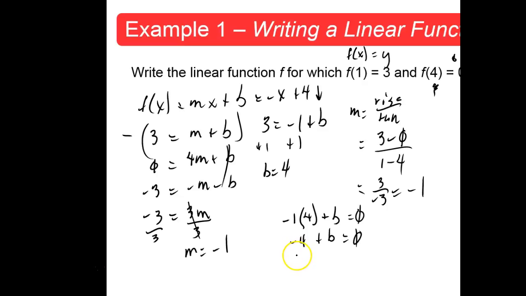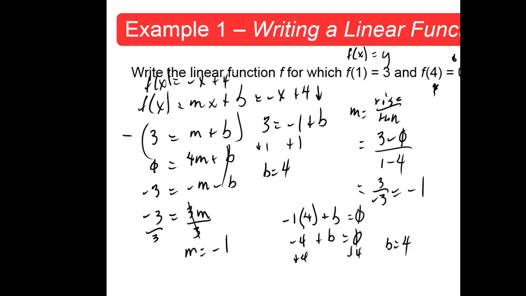Solve for b, add 4 to both sides, and you get b is equal to 4. And you came up with the same thing. So f of x is equal to -x plus 4.